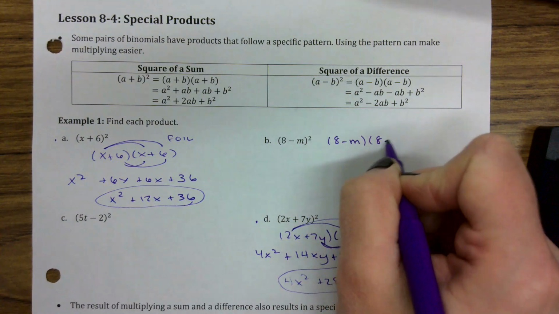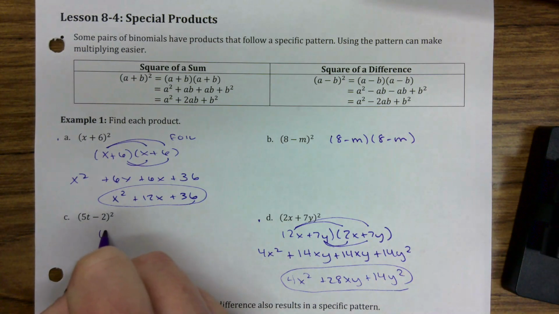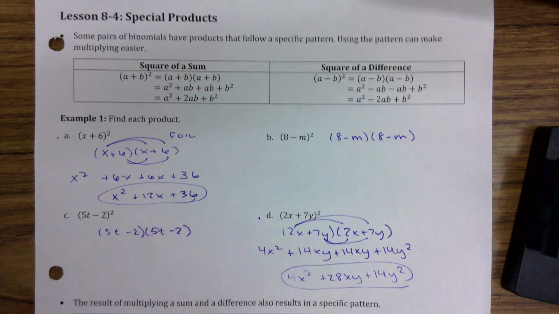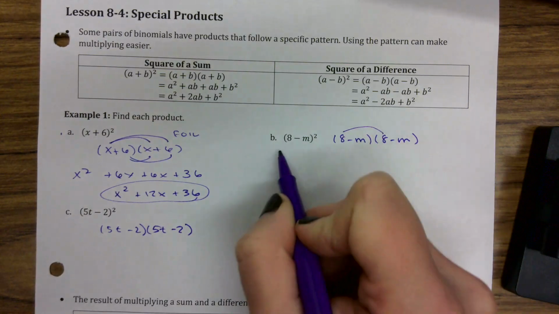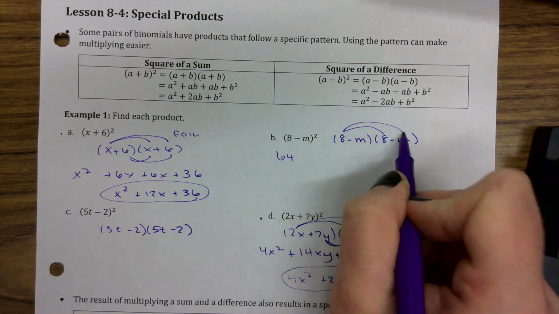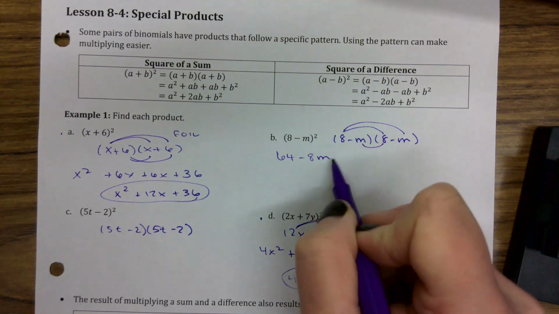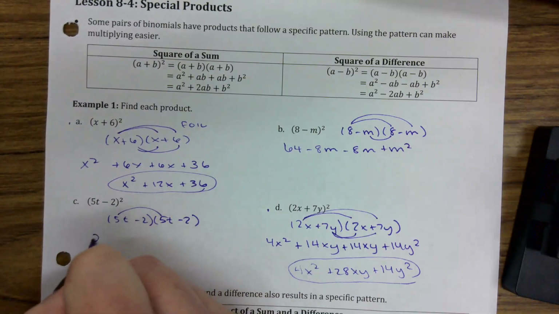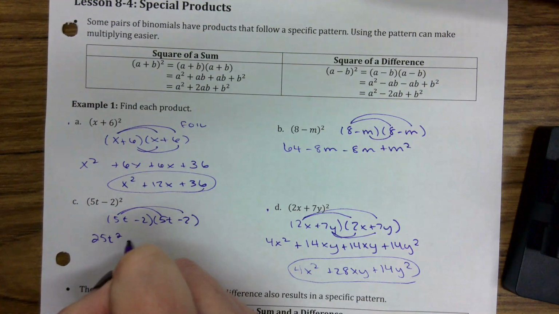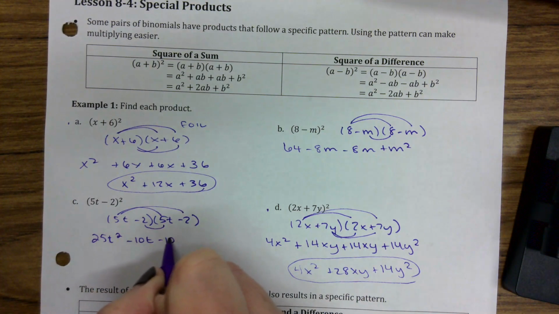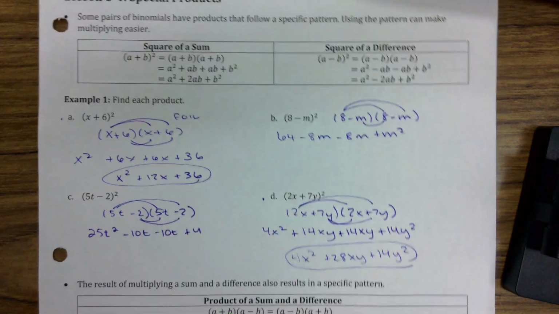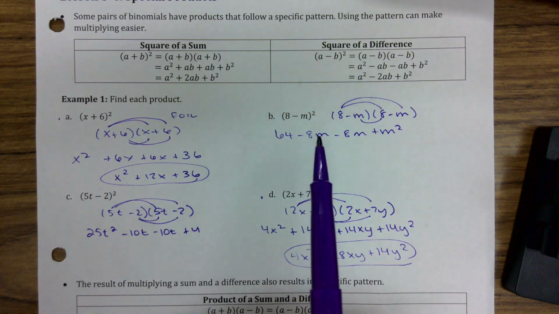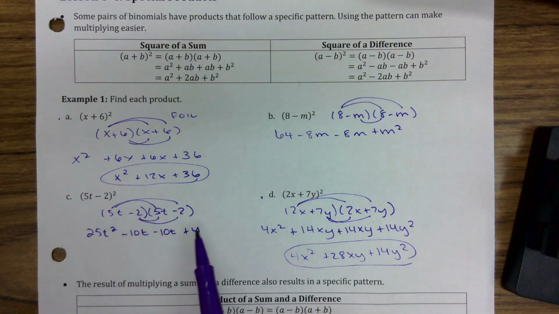These two are subtractions, so we're going to do the same thing. 8 minus m twice. When something is squared, it's that factor times itself. So we're going to FOIL again. First, outer, inner, last. First, outer, inner, last. So do we have a positive, minus, minus, positive? Positive, minus, minus, positive. Yep.